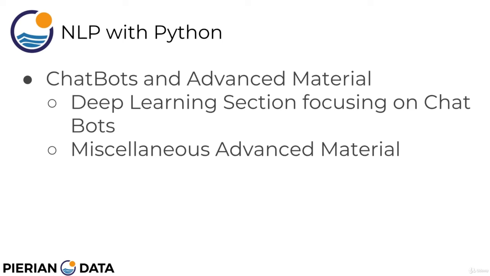Towards the end, we're going to have a general deep learning section where we talk about things like chatbots and advanced material. So here we're going to focus on more complex and more advanced topics like actually generating text using recurrent neural networks and long short-term memory units. And then we'll also talk about using deep learning to create your own chatbots.